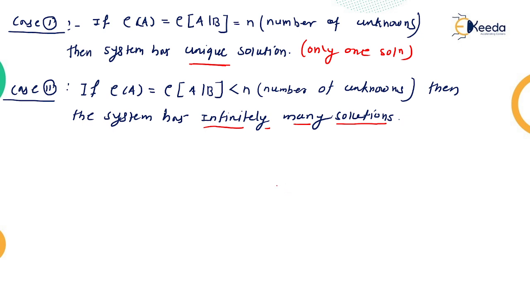In this case, we have to take n minus r, means we have to find how many infinitely many solutions. So by using n minus r, that is called the parameter, and it is assigned an arbitrary value. So the remaining values can be expressed in terms of the parameter. Means in case number two, suppose the system has infinitely many solutions, we have to write the solution in terms of the parameter.